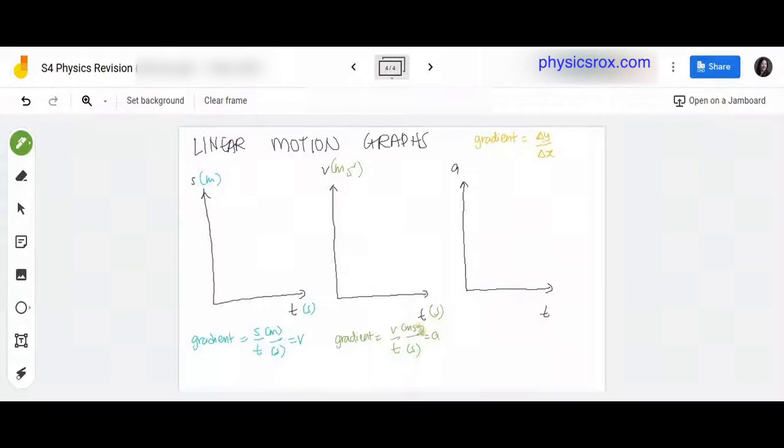So meters per second divided by second, you will get meters per second squared. That's why it's the same as acceleration. Now, for the acceleration time graph, gradient has no meaning, because if you try to count gradient, acceleration over time, there's no meaning. Even meters per second squared divided by second, you get meters per second cubed. No meaning, so don't bother.